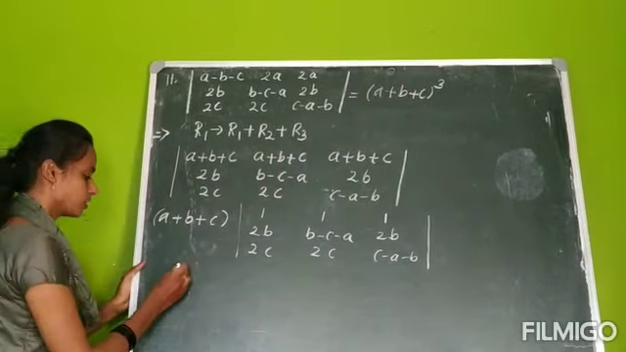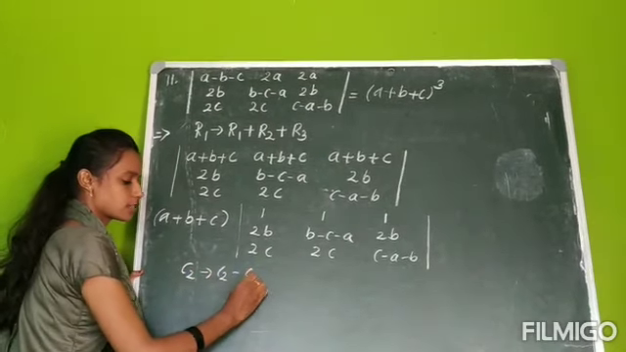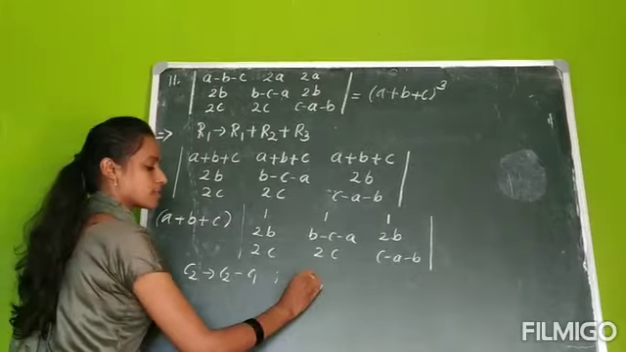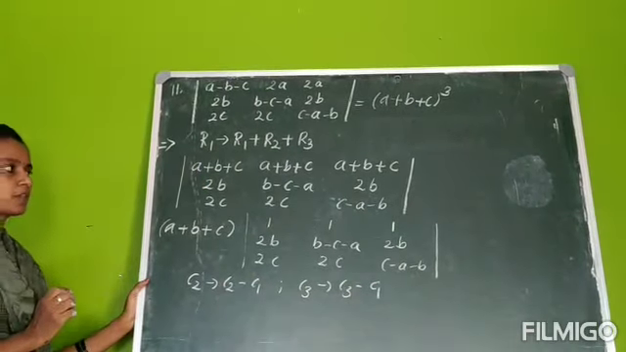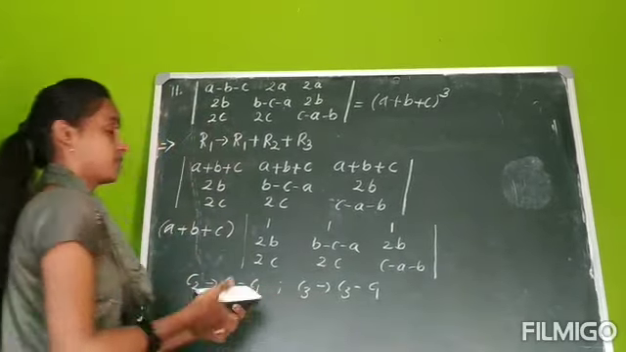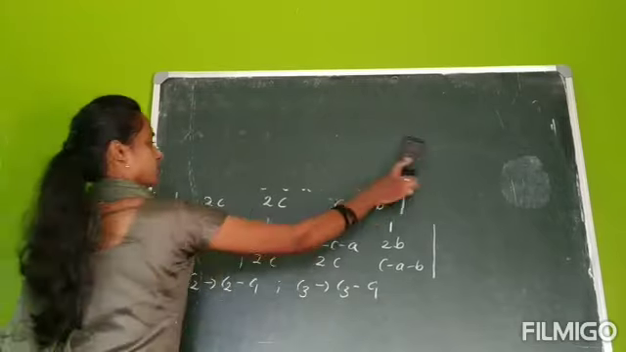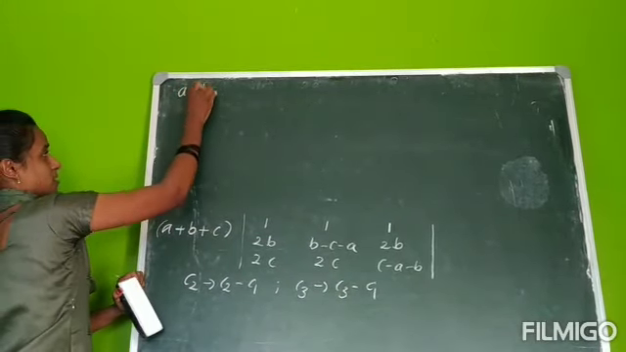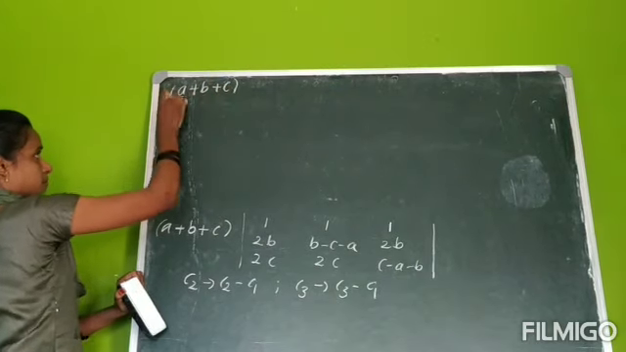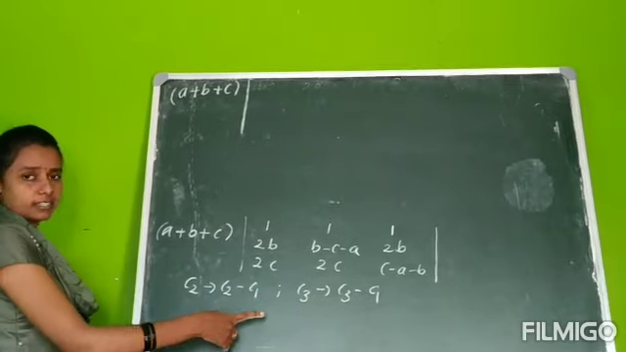So now I will do the operation which is C2 implies C2 minus C1. Next is C3 implies C3 minus C1. We can write that as A plus B plus C. So here I just wrote the second and third column operation.